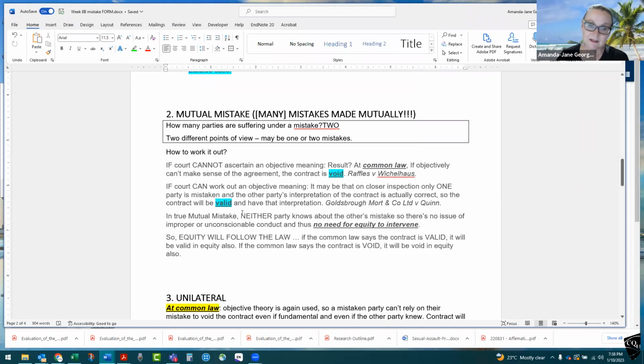In that case, it's going to be valid according to the correct party that has the correct interpretation that aligns with the court, and that's how the court will construe it.